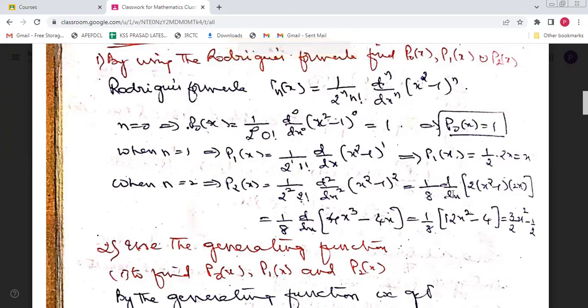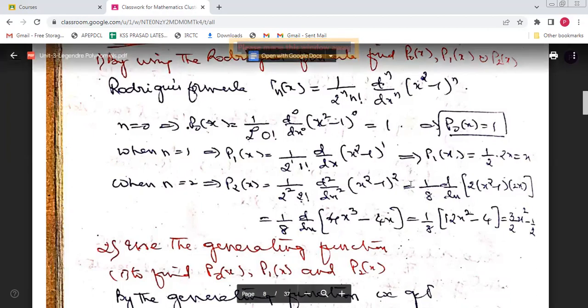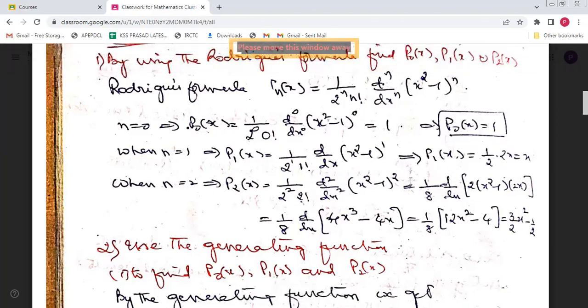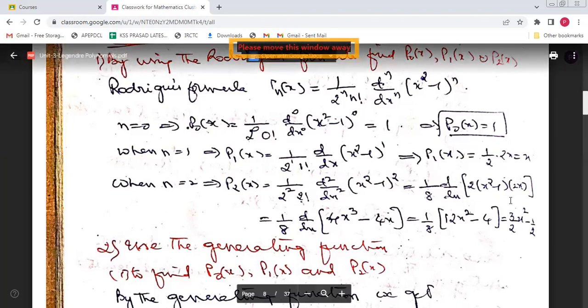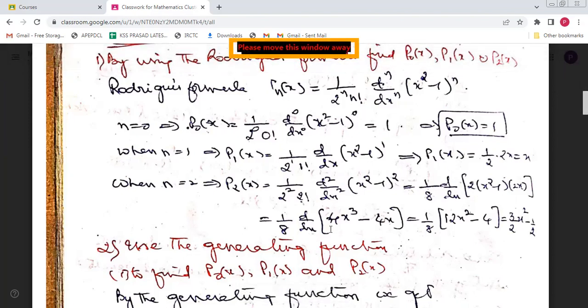So 1 by 8 times d by dx of, again, the derivative of the first function. The first derivative is nothing but x square minus 1 into 2x. So that becomes 1 by 8 into d by dx of 4x cube minus 4x. Once again, 1 by 8 times the derivative of 4x cube minus 4x, that is nothing but 12x square minus 4. This becomes 3 by 2 times x square minus half. I hope this is clear.